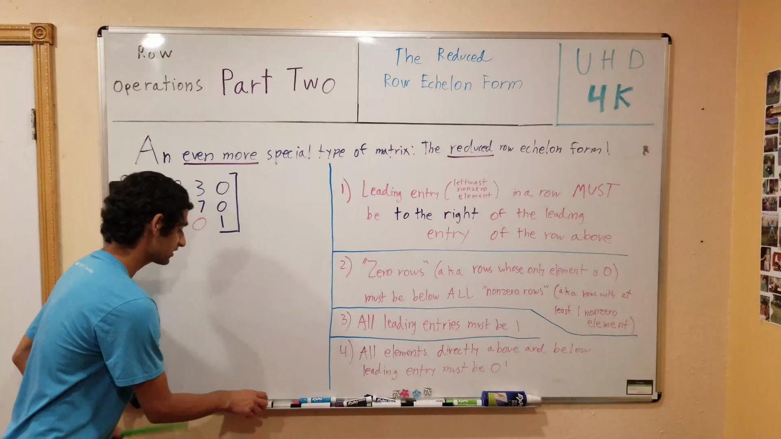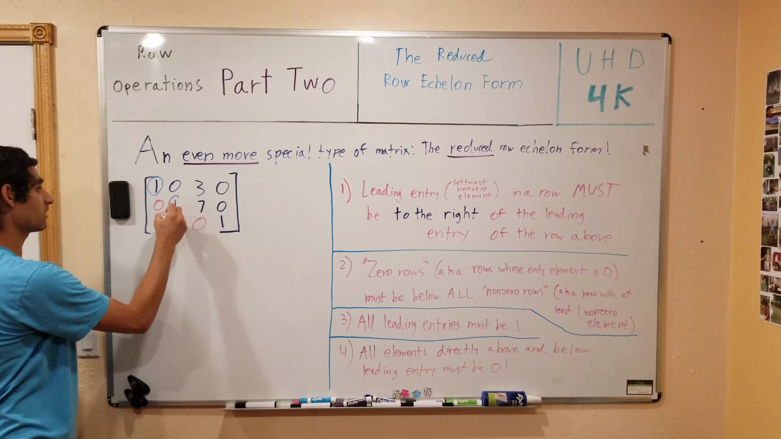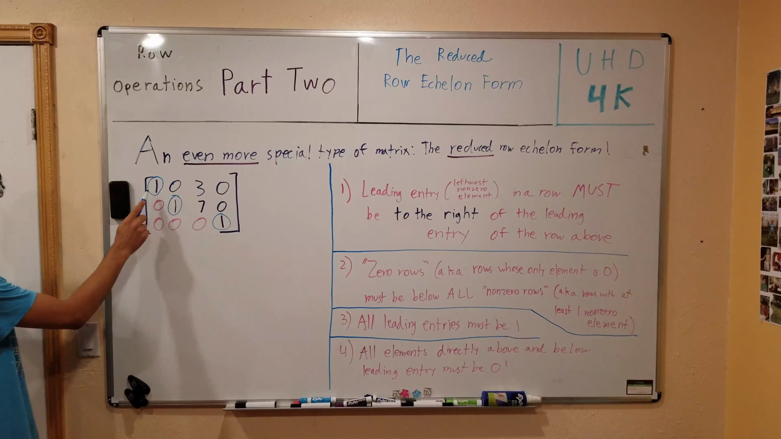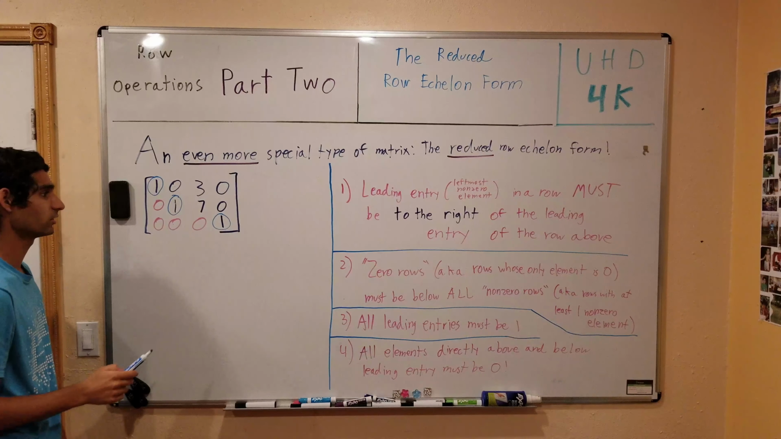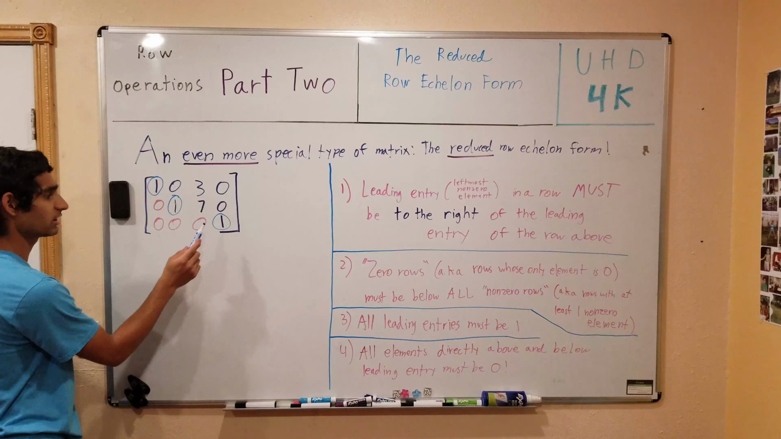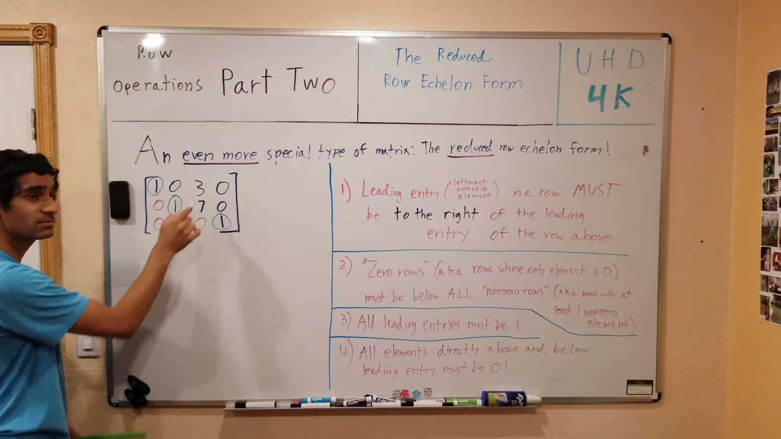So let's talk about the last point a bit. You can clearly see that the 3 leading entries are 1. But watch closely. This column contains a leading entry, and look, except for this leading entry, everything else is a 0. Same thing with this column. This leading entry is a 1, but everything else is a 0. This column does not have a leading entry, so it doesn't matter if we have non-zero and non-1 numbers. And this column over here has a leading entry, so except for this one, everything else must be a 0.